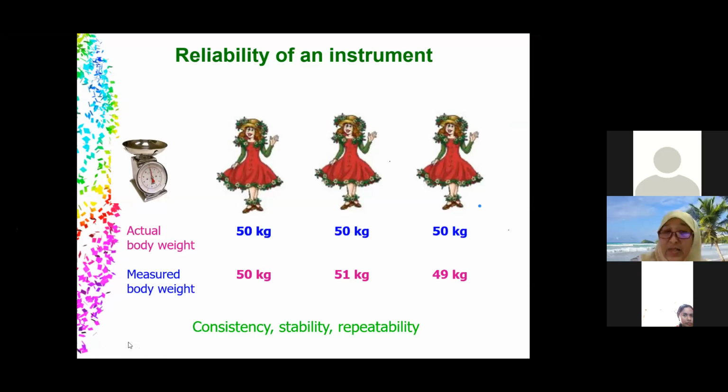Tapi kalau first time measure 50 kg, second time measure, wow, 40, wow, sebenarnya kurus. Tapi bila third time measure, 60 kg. Tapi bezanya berapa hari saja. So, meaning that there's some problem with the instrument. The instrument is not reliable. When the instrument is not reliable, how can you trust the results, right?